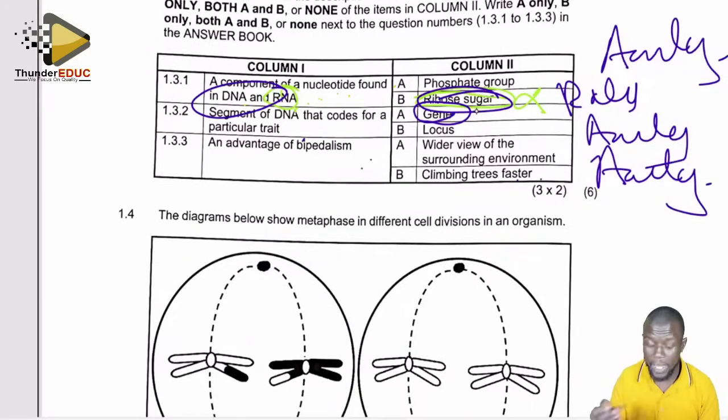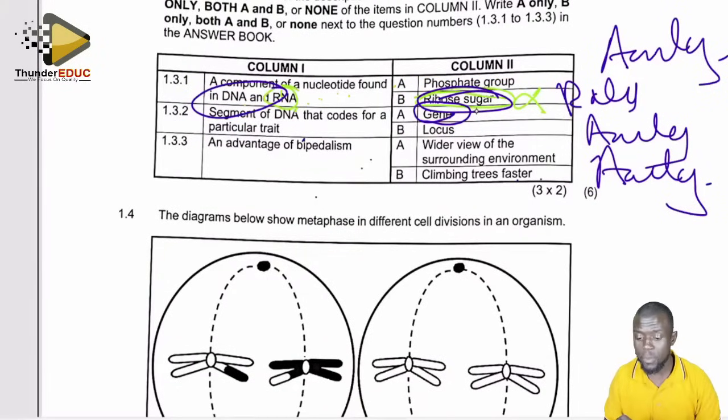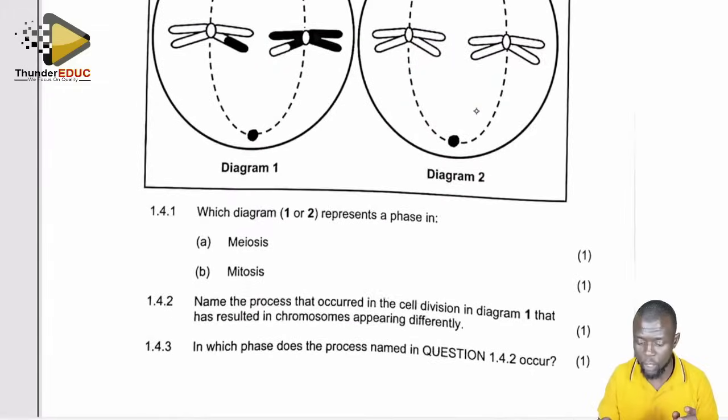Okay. Remember that you must always say A only, B only, for A and B, and then both A and B or none. So please make sure that you have this word only, only, only, only, only.